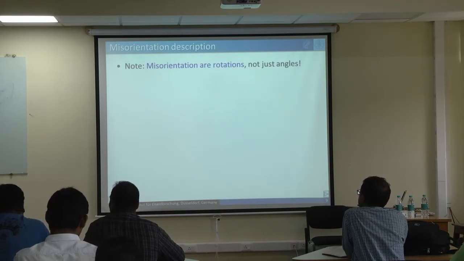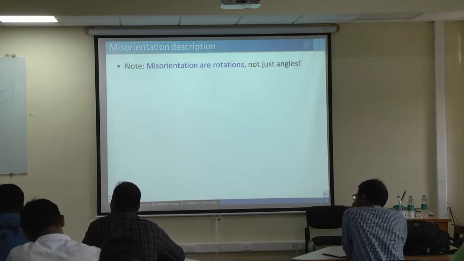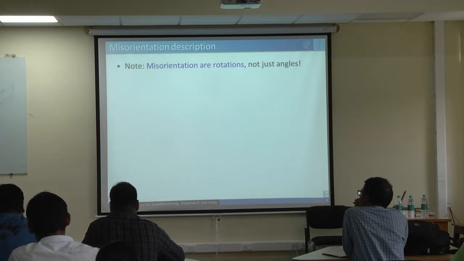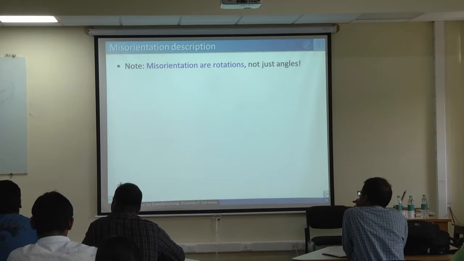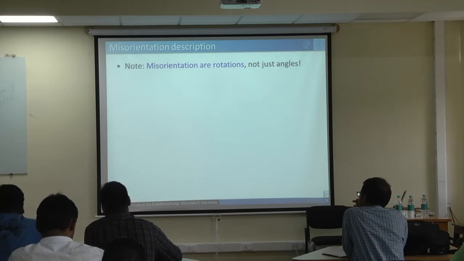Often you say the misorientation is 10 degrees, but this is not a complete misorientation. The misorientation needs an axis and an angle. However, if you want to distinguish whether you have a large angle grain boundary or a small angle grain boundary, then you may say the misorientation is 15 degrees, without mentioning the axis. Everything below is a small angle grain boundary, everything above is a large angle grain boundary.